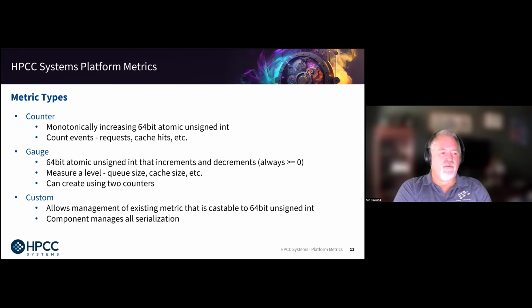One of the things we added is a custom metric. If you already have something in your component that is highly instrumented all throughout, you can use that as a custom metric and tell the platform metrics manager to manage it. Well, I mean manage it in the sense that it becomes reportable. You still, in your component, would use it and count it, decrement, increment, however you would track those events. But it has to be castable to a 64-bit unsigned integer. The component would manage all serialization related to collection.